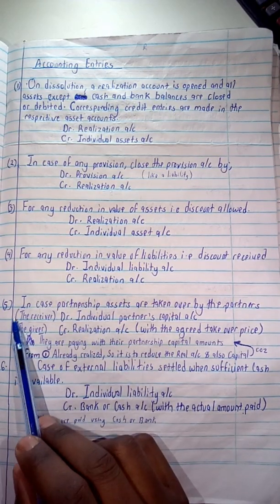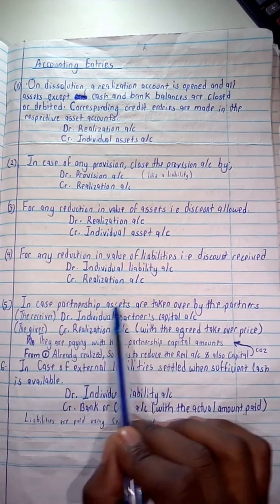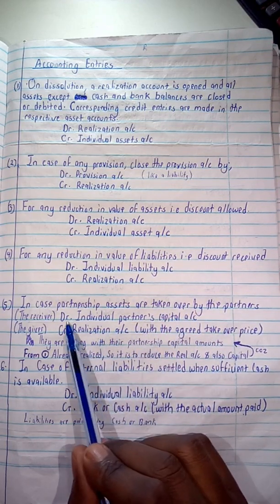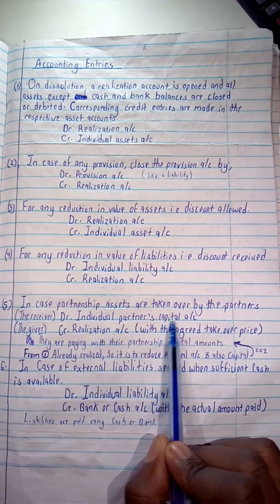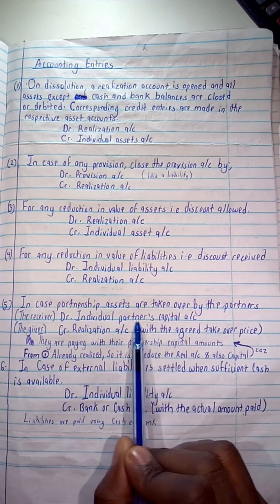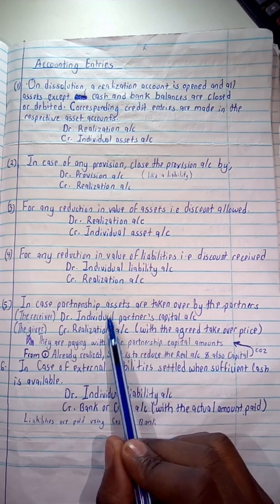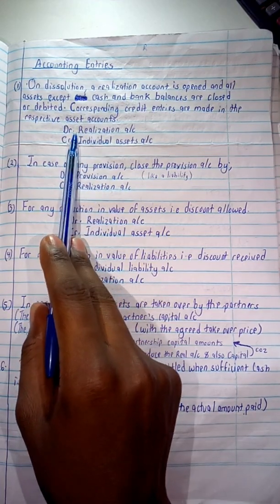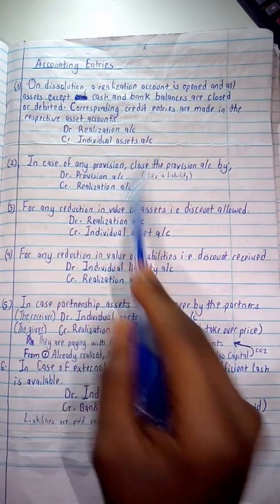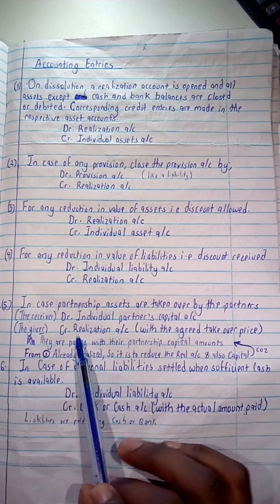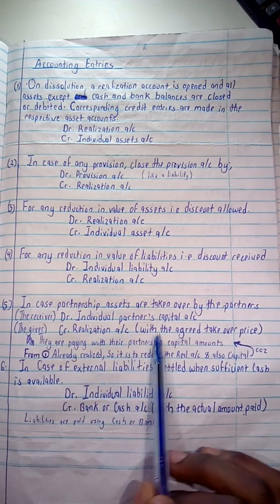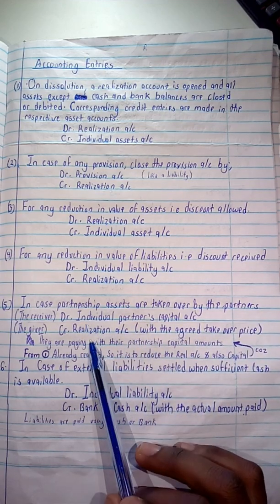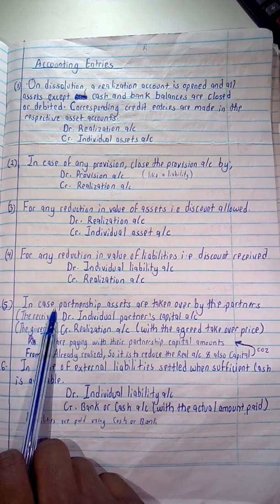For accounting entry number 5, it's saying in case partnership assets are taken over by the partners, what happens? I'm going to debit the individual partner's capital account in order to reduce the partner's capital account. And remember, the assets are already realized and have already passed the debit of the realization and the credit of the individual assets. I'm just going to come and reduce another account, which is the realization account, with the agreed takeover price. So that is this accounting entry.